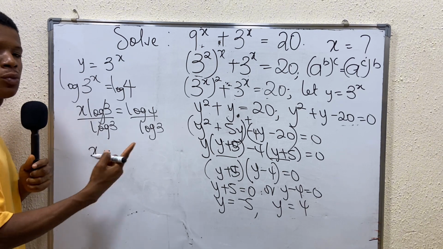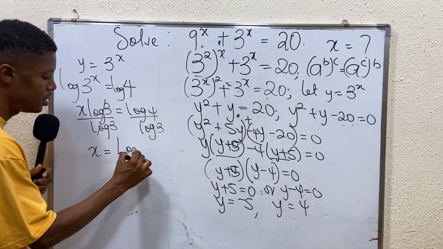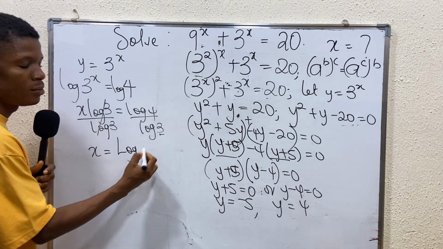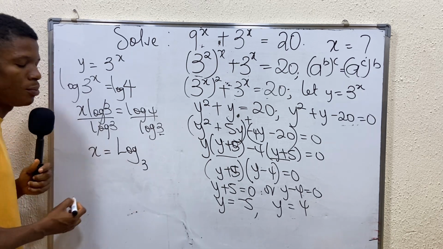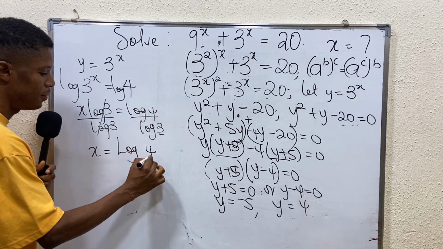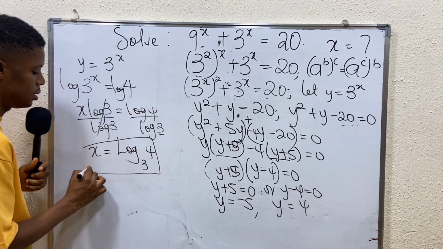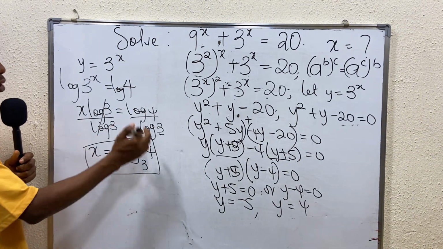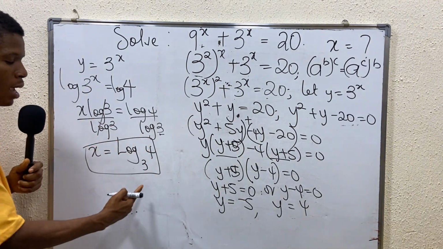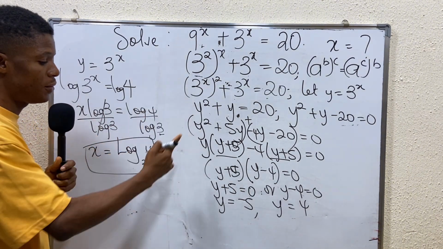We can express them to be in uniform using change of base. The log of the denominator base becomes the base, and we have 4. So the answer is log of base 3 of 4. That's the answer to this particular problem, the first solution.